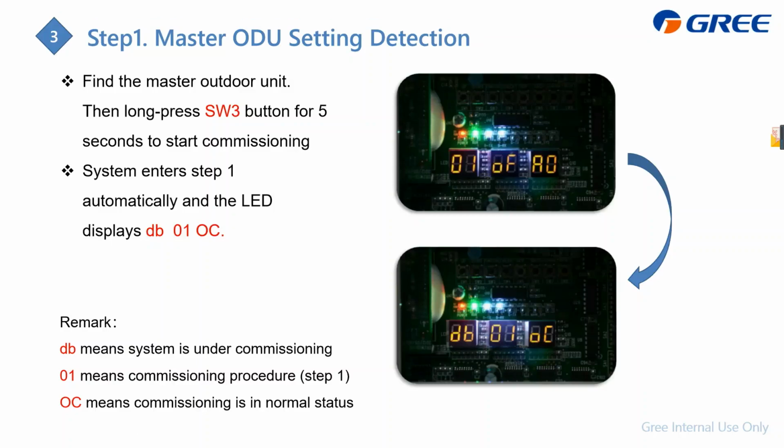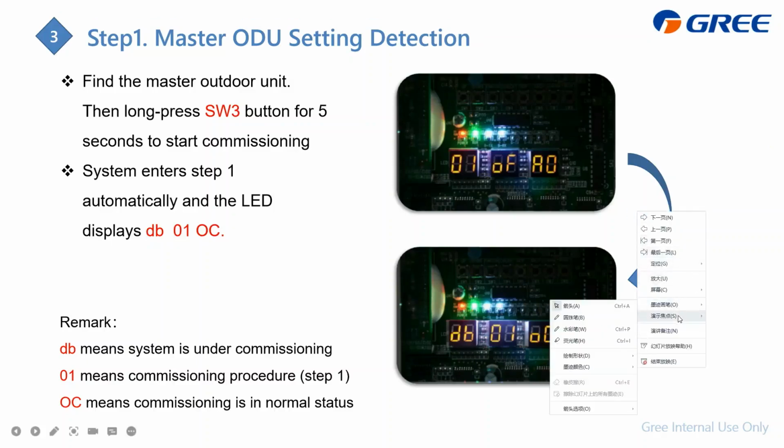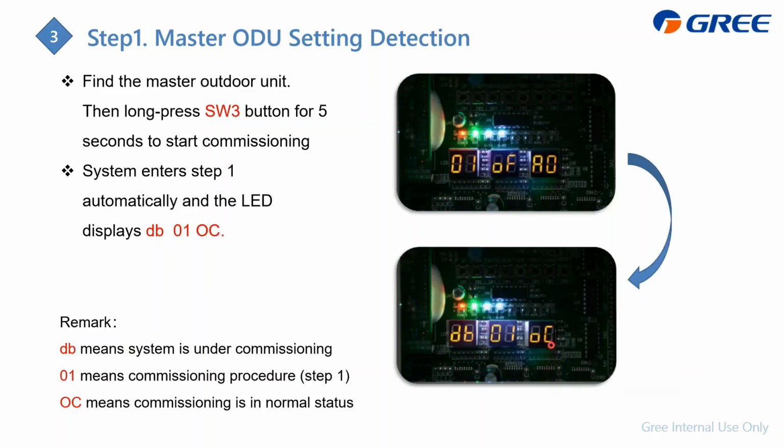It means debugging, and 01 is the first step. 01 is the first step, and OC actually it means okay. And this is the master outdoor unit. It's a master outdoor unit setting.